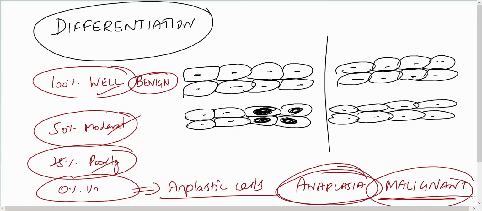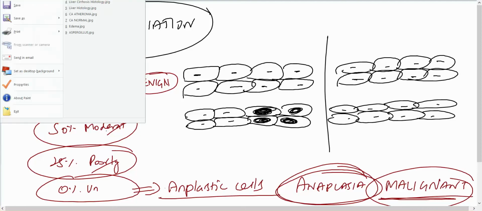And anaplastic tumors are highly aggressive tumors and they spread fast, they invade fast, they destroy the surrounding tissues very fast because their growth is very fast. So they are called anaplastic tumors. So this is about differentiation and anaplasia. So let us discuss another concept called dysplasia.